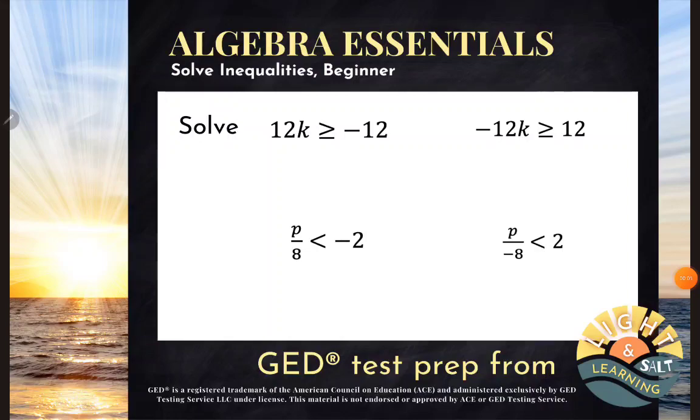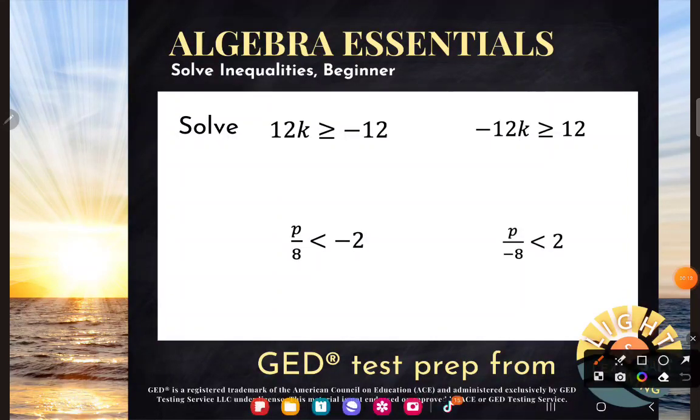Hello, algebra students. I wanted to compare and contrast some similar inequalities with you so you can avoid a common student error. So let's look at the first line here. You see two inequalities that look very, very similar. First says 12k is greater than or equal to negative 12. Next example: negative 12k is greater than or equal to 12.